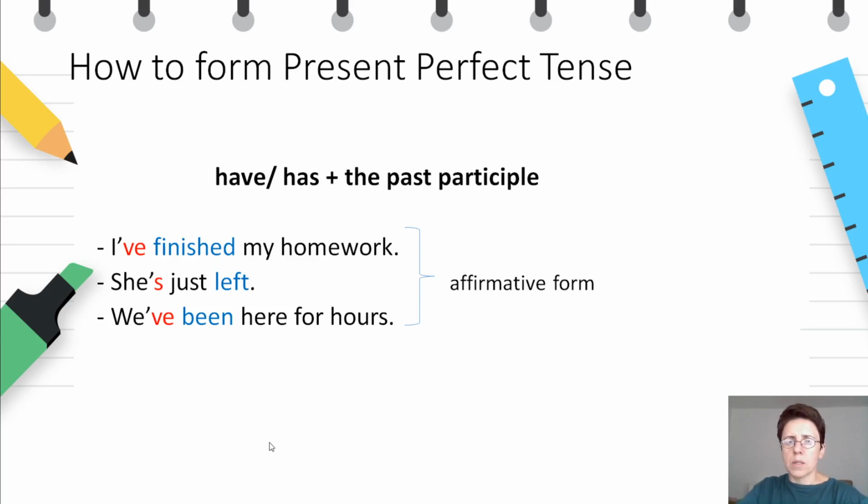How do we form the present perfect tense? We form the affirmative form by using have or has plus the past participle of the main verb. Have or has can be contracted. For example, I've finished my homework. She's just left. We've been here for hours.